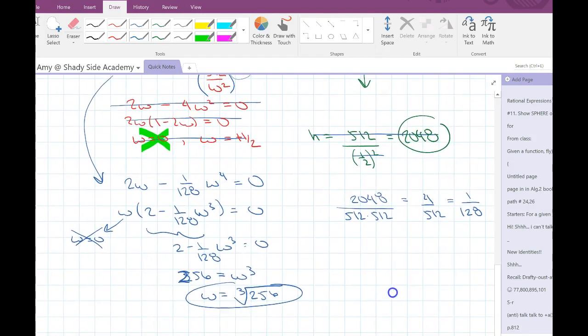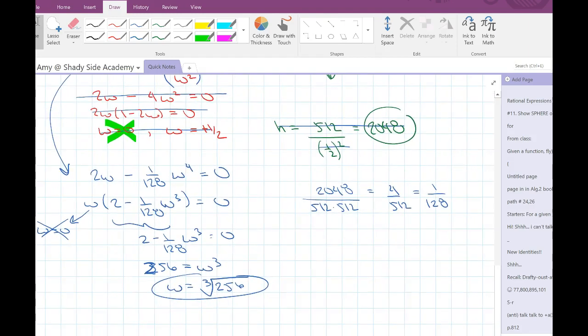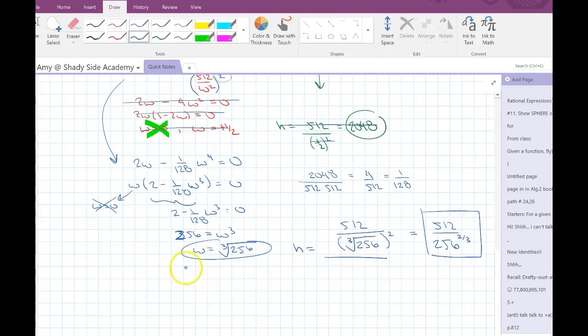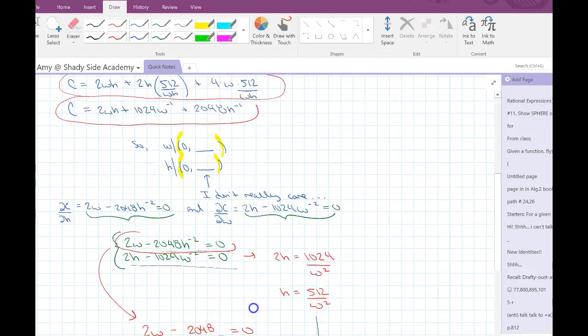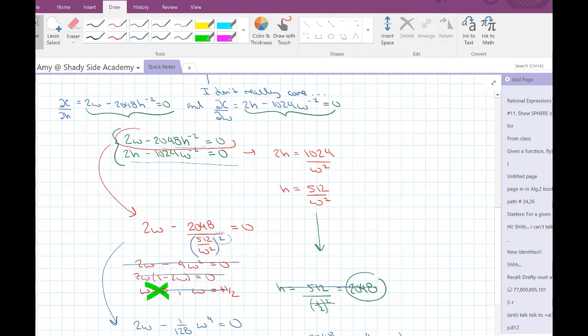And when W equals the cube root of 256, H will equal some number. I'll find that, hang on. Okay, so now I just found W, I just found H, so here's H. This is in centimeters, the height, right? Okay, and then we found the critical point. There's only one that makes sense. We have to now show that that is where C is minimized, okay?